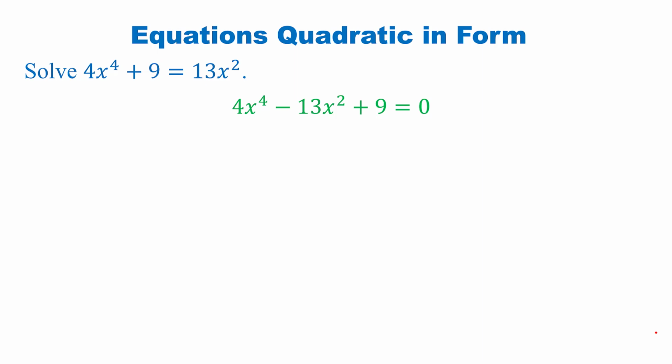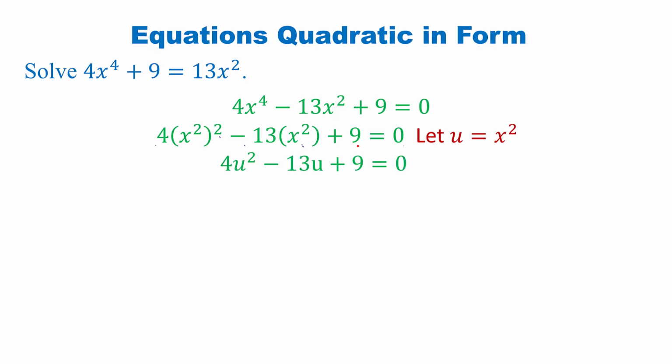Okay, so quadratic in form means we want our highest power term to be something squared. Let's rewrite this as 4 times x squared squared minus 13 times x squared plus 9 equals 0. And now I can replace these x squared terms with a u to help me factor or use the quadratic formula, whatever I need to do here. We want to simplify a little bit before we go further. So I can write this as 4u squared minus 13u plus 9 equals 0.